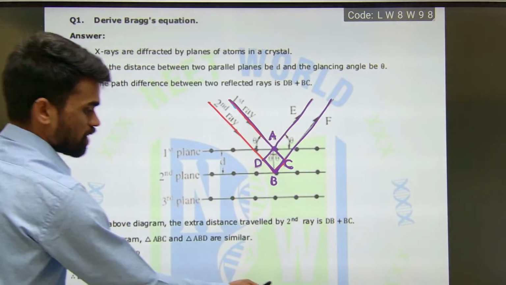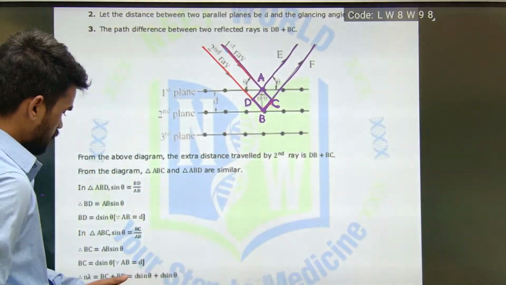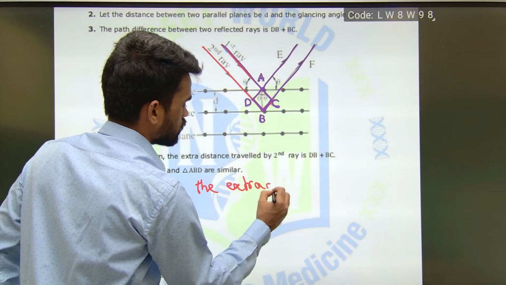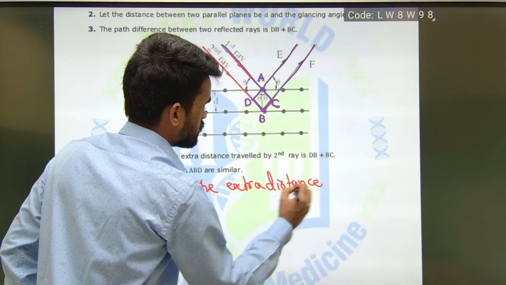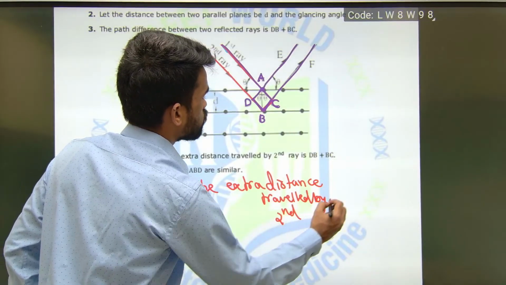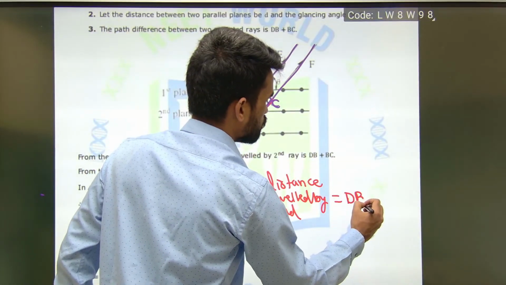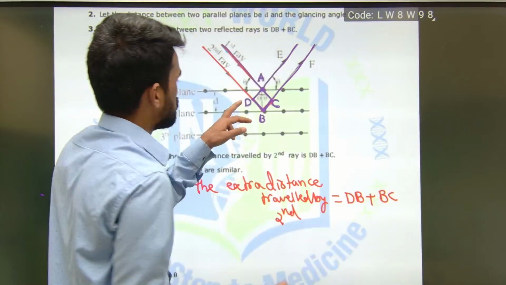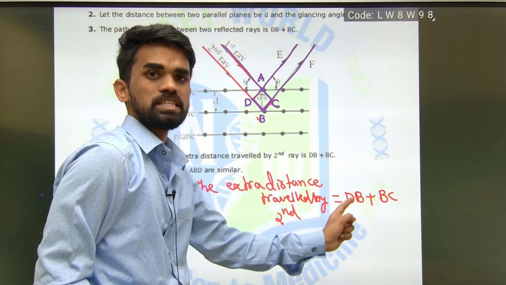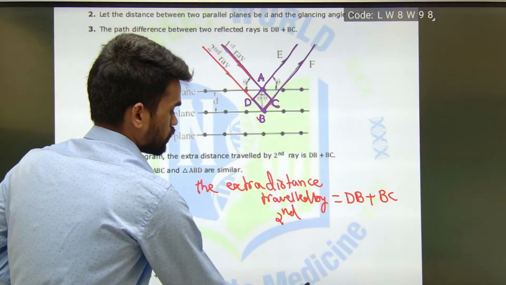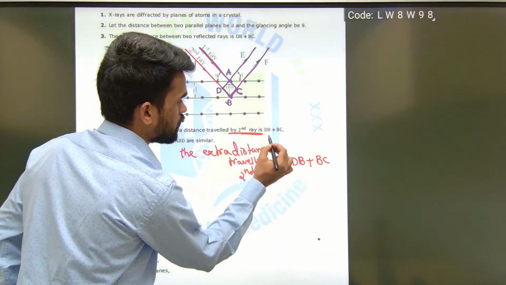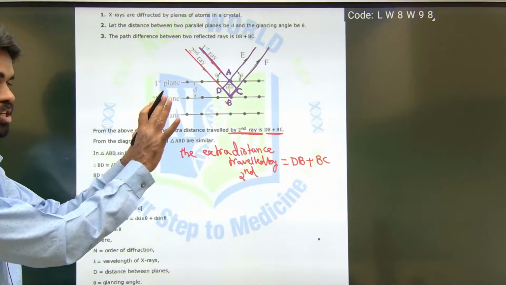So now what is the extra distance traveled by the second ray? The extra distance traveled by the second ray is equal to DB plus BC. This one plus this one: BD plus BC. This is the extra distance traveled by the second ray. From the above diagram, the extra distance traveled by the second ray is DB plus BC. That is what you need to simply mention in the exam.